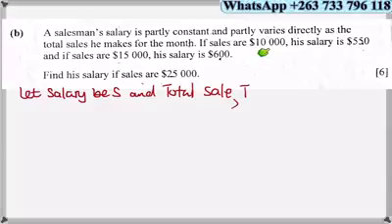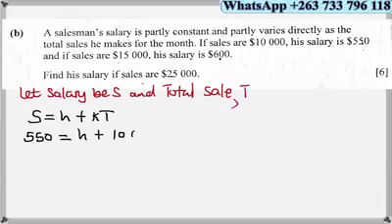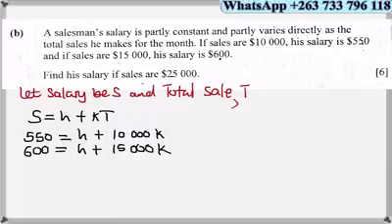So we have two conditions here. Sales of 10,000 for a salary of $550, and sales of 15,000 for a salary of $600. We are going to use those to find the values of the constants. So let's write the partial relationship first. S is equal to H, which is an independent constant, plus KT. Therefore, let's substitute the first condition. It's 550 for sales of 10,000. Another one is 600 for sales of 15,000.